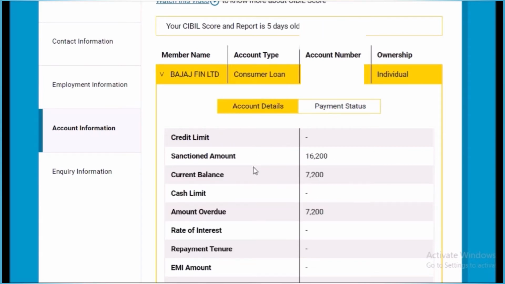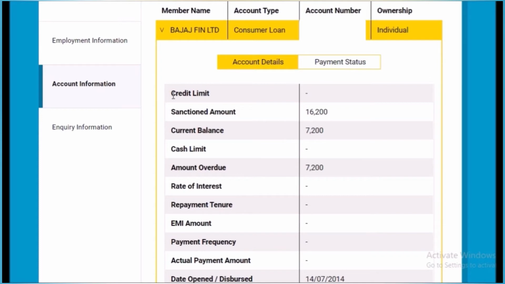Now the account details. Under account details, you have credit limit. This is the total credit limit that you have on the credit card account. Sanctioned amount. This is the loan sanctioned amount. Current balance. The current balance after certain period of loan tenure. Cash limit. What's the cash limit on the credit card account? Amount overdue. This is a negative content in your account details. If at all any amount reflecting in amount overdue, it means that there is something pending with your payment.